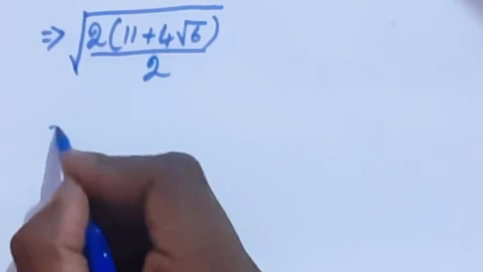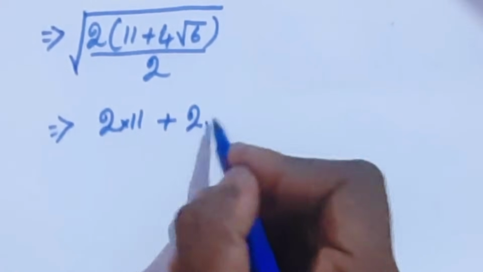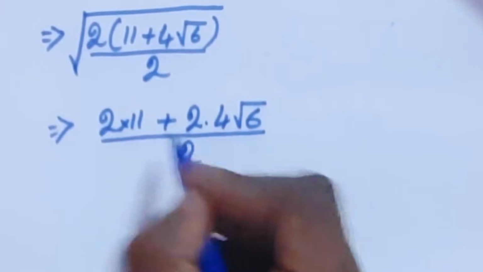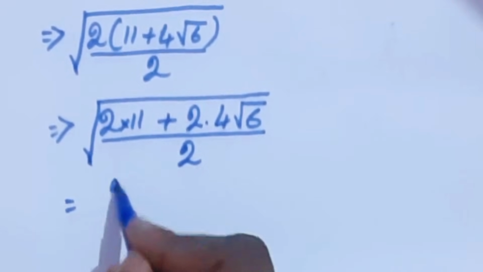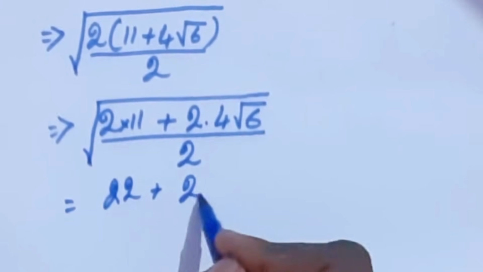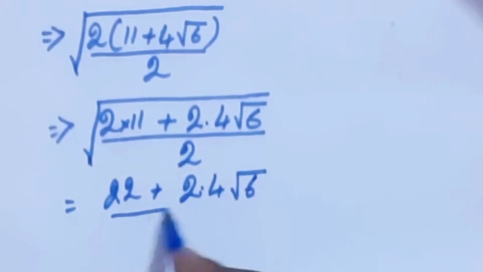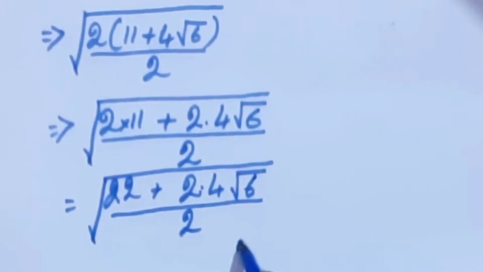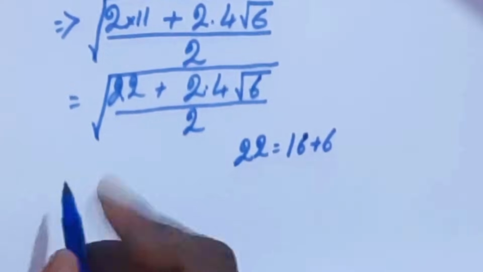Now we are multiplying this here. So 2 times 11 plus 2 times 4 square root of 6, whole divided by 2, in square root. Now this is 22 plus 2 times 4 square root of 6, by 2, in whole square root. Now this 22 can be written as 16 plus 6. So we are going to apply this here.